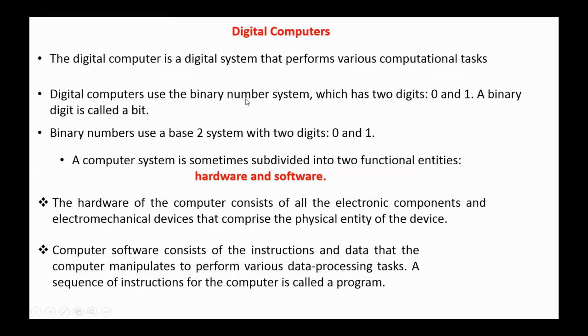As you know, the digital computer is a digital system that performs various computational tasks. Digital computers use the binary number system, which has two digits, 0 and 1. A binary digit is called a bit. A computer system is sometimes subdivided into two functional entities, hardware and software. The hardware of the computer consists of all the electronic components and electromechanical devices that comprise the physical entity of the device. Computer software consists of the instructions and data that the computer manipulates to perform various data processing tasks. A sequence of instructions for the computer is called a program.